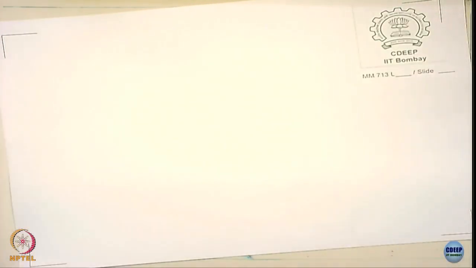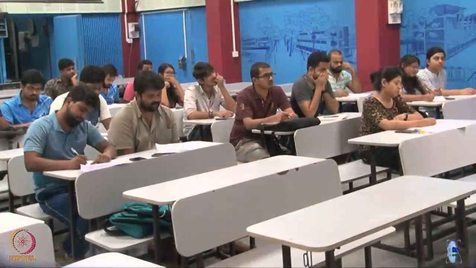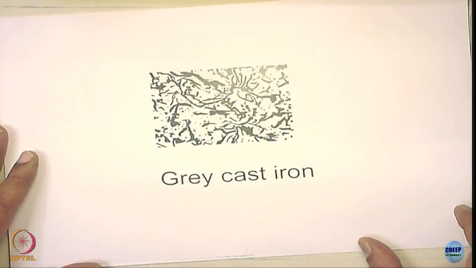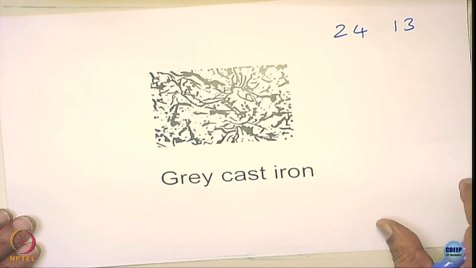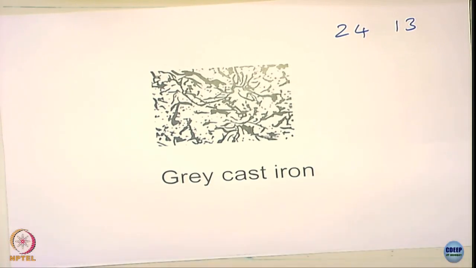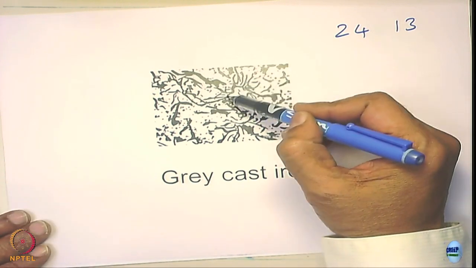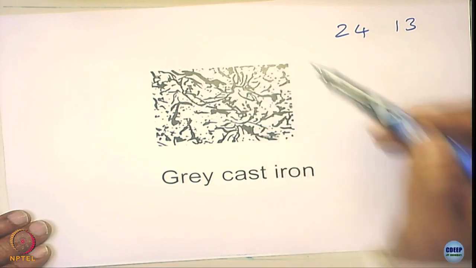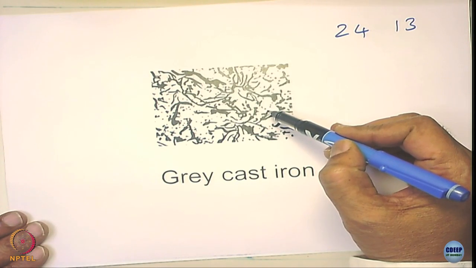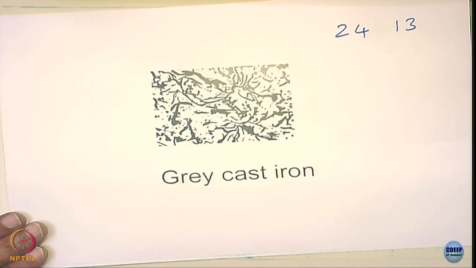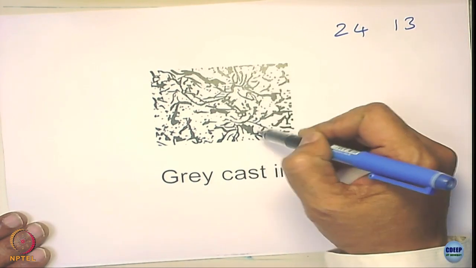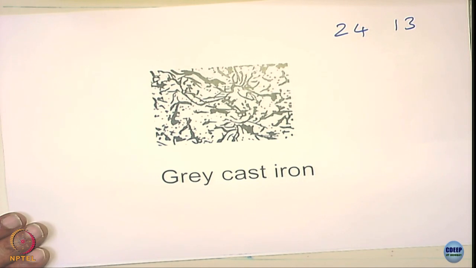Now, it is important for you to understand the microstructure of cast iron in order to understand what is called graphitic corrosion. This is a gray cast iron. What you see, these flakes are all graphite. The matrix is ferrite, alpha matrix. But what you need to know is that these flakes may look a little isolated. Are they isolated? They are interconnected.